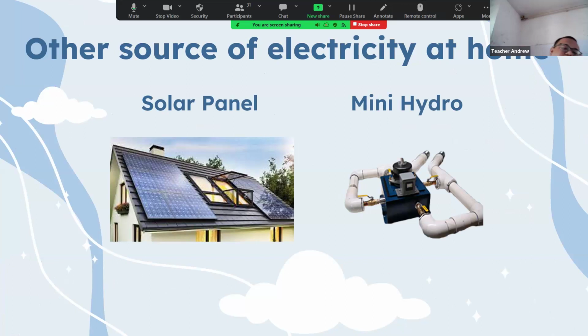There are other sources of electricity at home, such as solar panels or mini hydro. These two are simple sources that you can purchase or make at home.